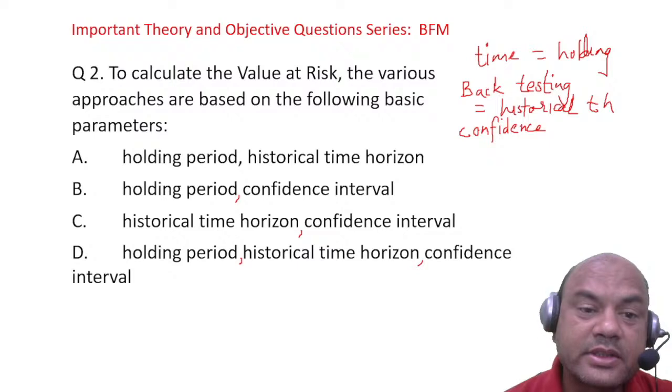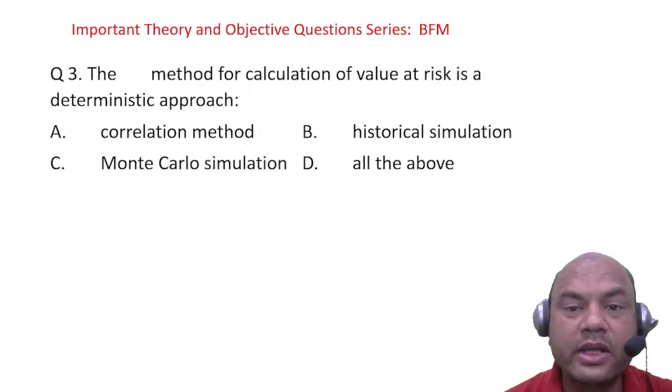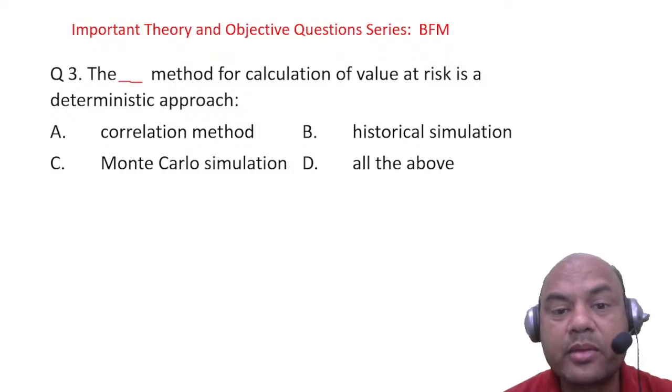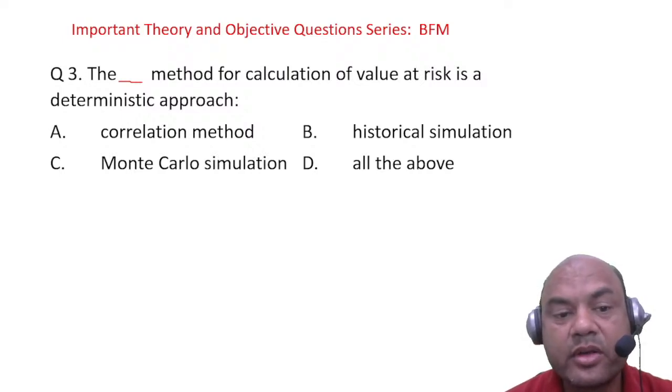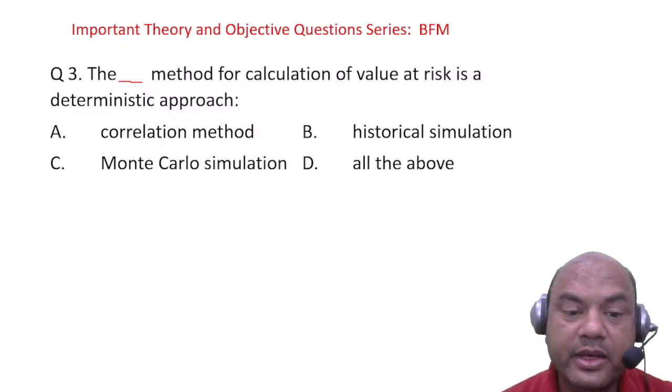So what is the correct answer then? So the correct answer over here is D. The dash method for calculation of value at risk is deterministic approach. Dash method, see this, is a deterministic approach. Correlation method, historical simulation, Monte Carlo simulation, and all of the above. Think over it.